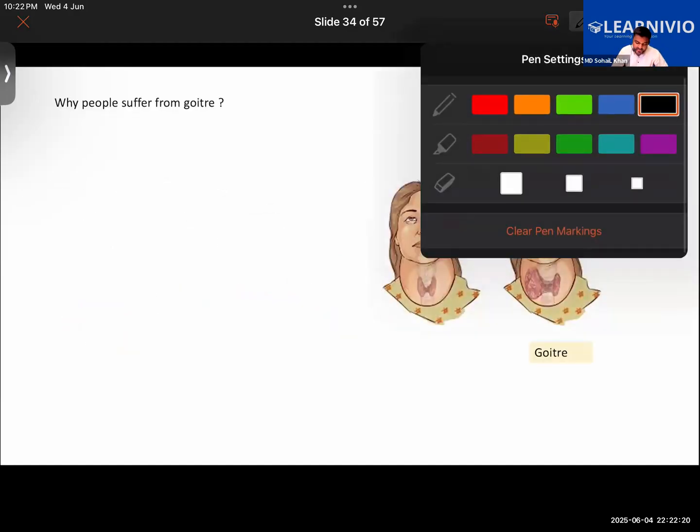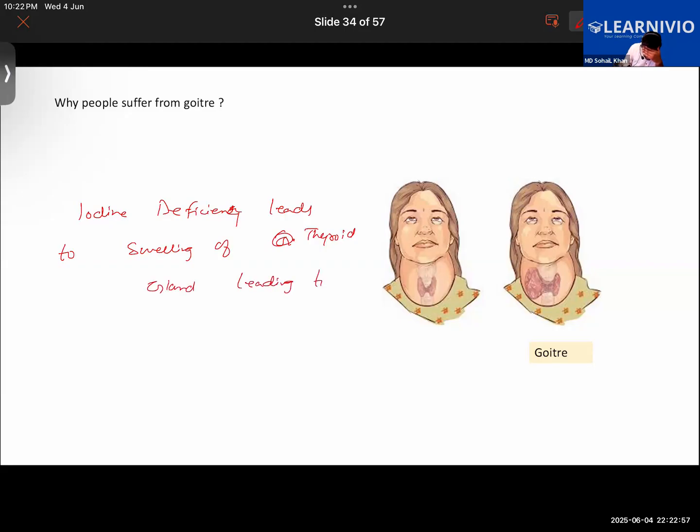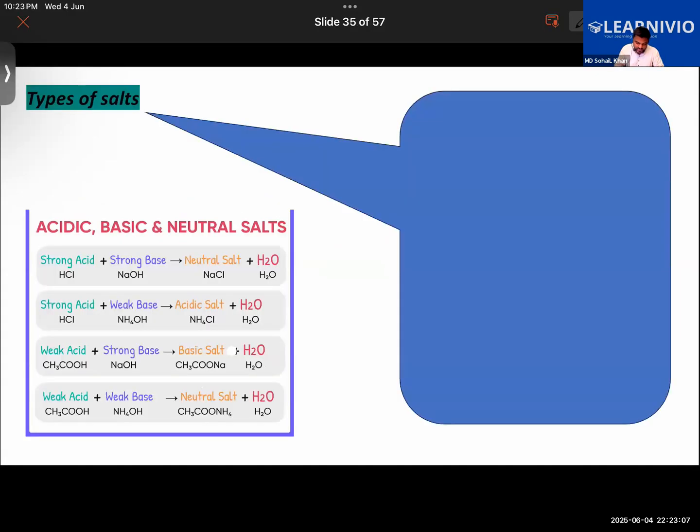Now the question is, if the person's body is not getting an adequate amount of iodine, then they suffer from goiter. So you would be aware of iodine deficiency, isn't it? Iodine deficiency leads to goiter, swelling of the thyroid gland. Hope it's clear to both of you here. Here you can see how the thyroid gland has expanded, how it has swelled like this.